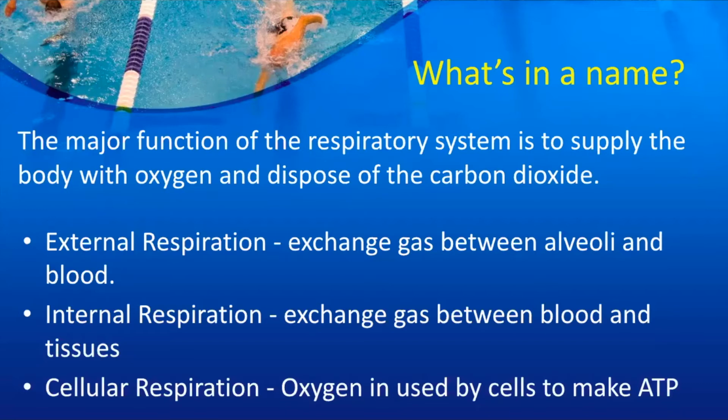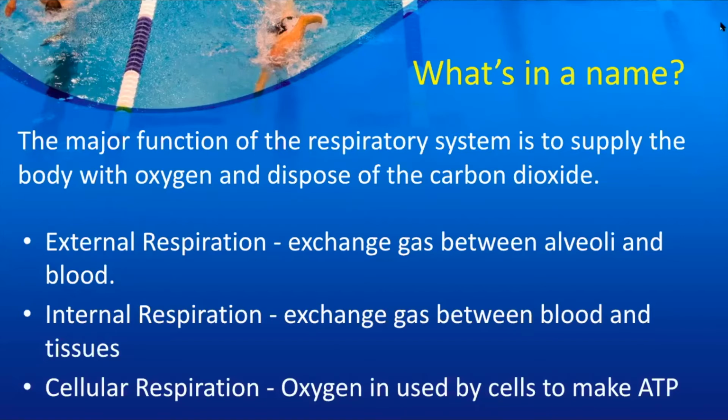And then cellular respiration, back in biology, remember cellular respiration happened in the mitochondria, and that's where we make energy in the form of ATP. So cellular respiration is using that oxygen to break down our food molecules in order to make energy.